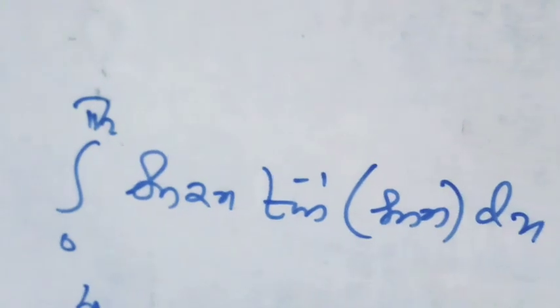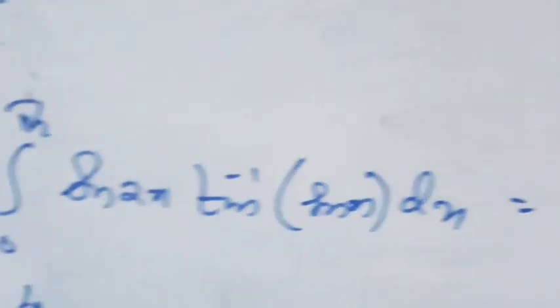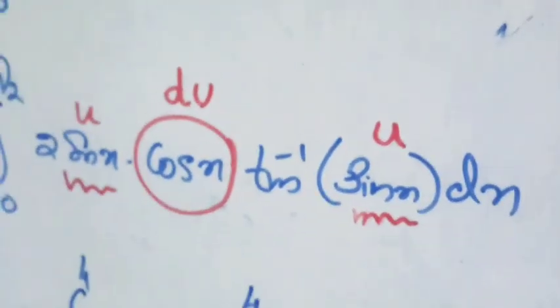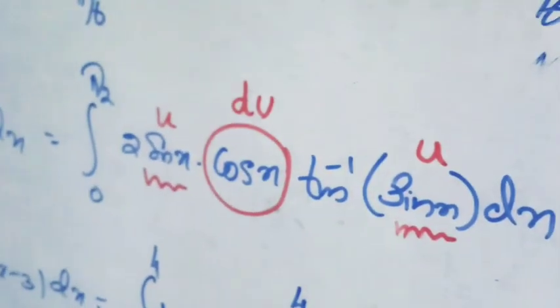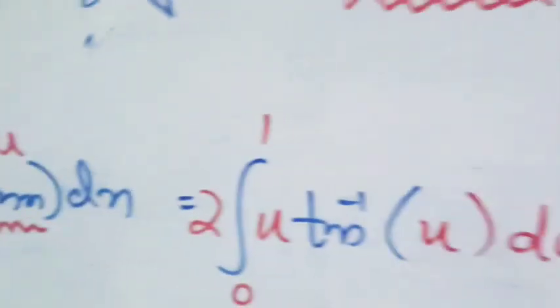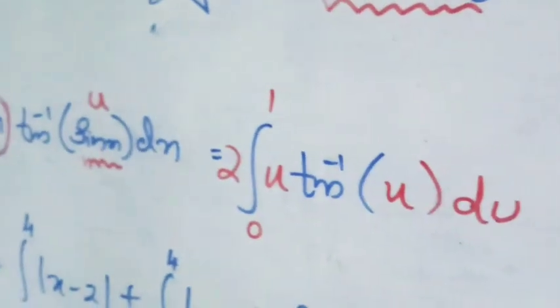And next question, integral 0 to pi by 2 sin 2x into tan inverse sin x. Replace sin 2x as 2 sin x cos x into tan inverse sin x dx, and assume u equal to sin x and change the limit. The problem becomes 2 into integral 0 to 1 u tan inverse u du.